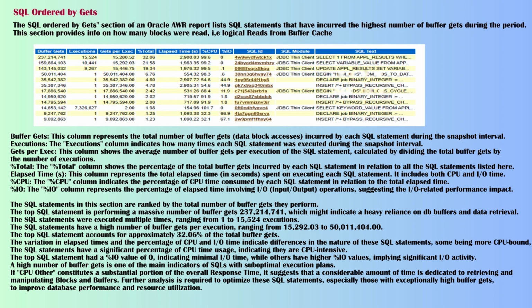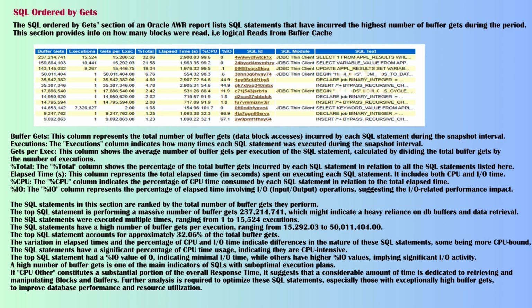Percent CPU: the percent CPU column indicates the percentage of CPU time consumed by each SQL statement in relation to the total elapsed time. Percent I/O: the percent I/O column represents the percentage of elapsed time involving I/O, input-output, operations, suggesting the I/O related performance impact.